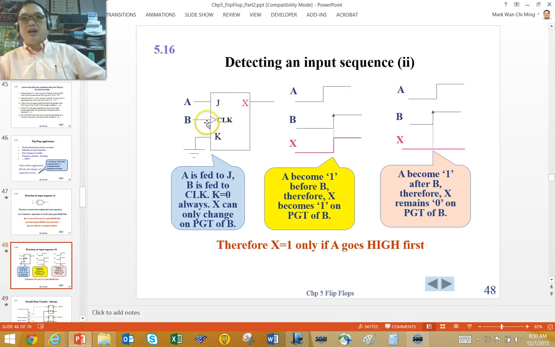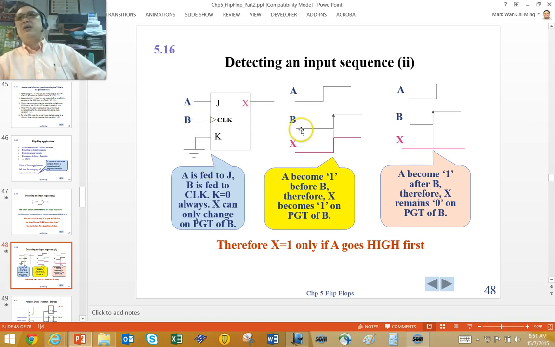This is a positive trigger. K is connected to ground all the time. So you see, A is connected to J, B is fed to the clock, K equals 0. So X can only change at the positive trigger of B, right?